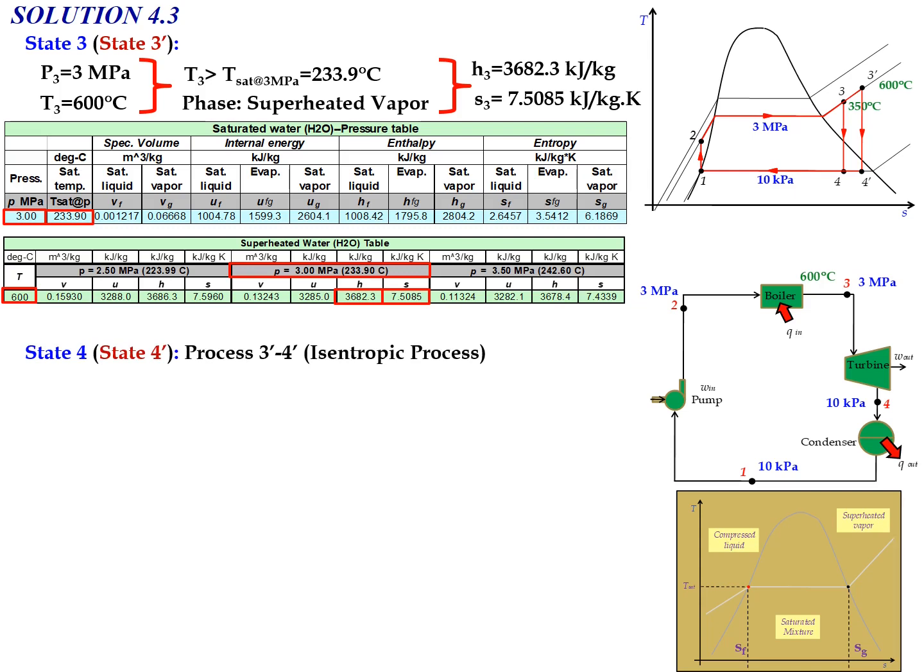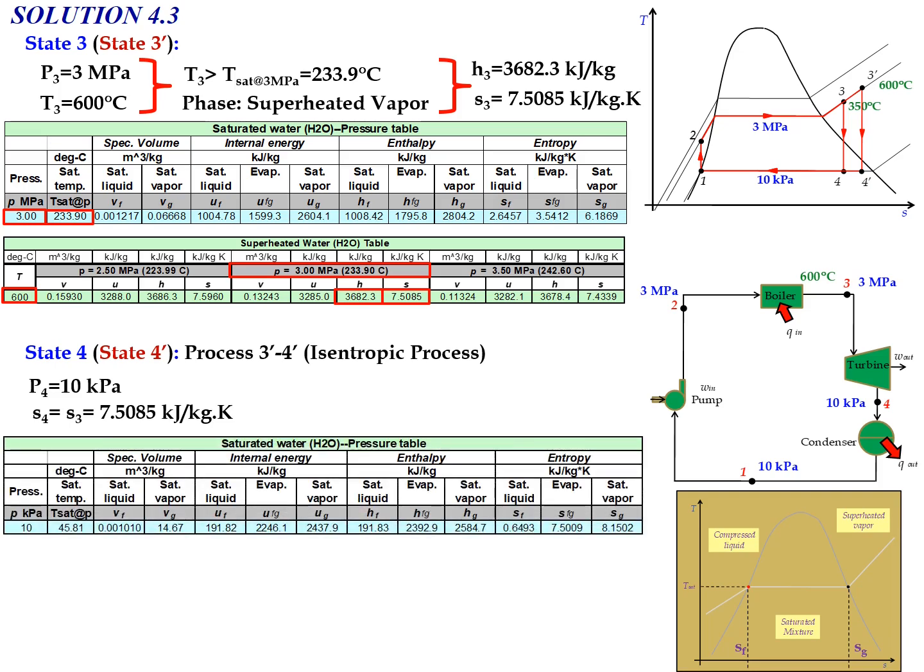And also we need to calculate the new H4, the new enthalpy for state number 4. If you look at the TS diagram, this state refers to state number 4 prime. The process 3 prime to 4 prime involves an isentropic expansion process in the turbine. So we know that P4 equals 10 kilopascal, and S4 equals S3 equals 7.5085 kilojoule per kg Kelvin.